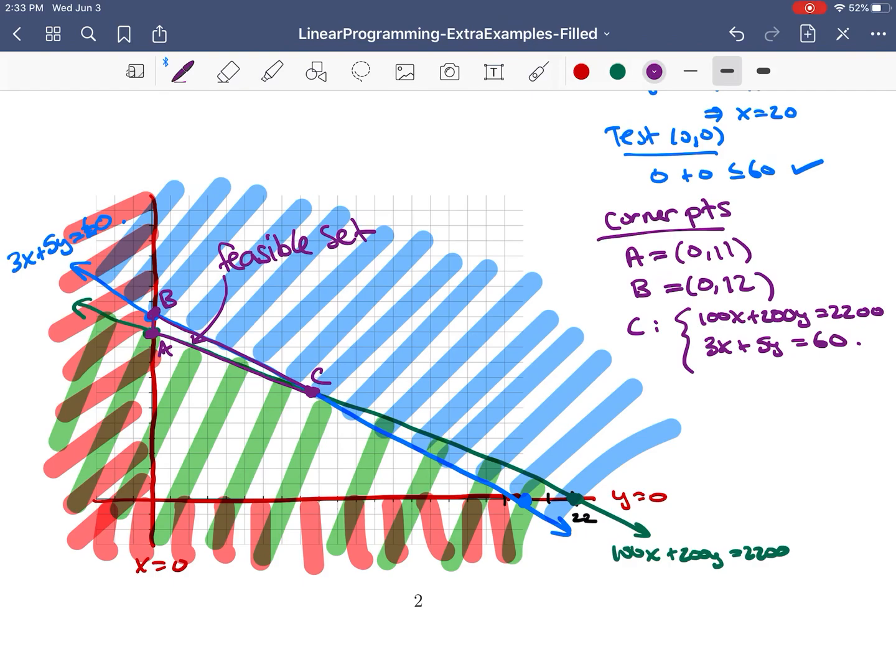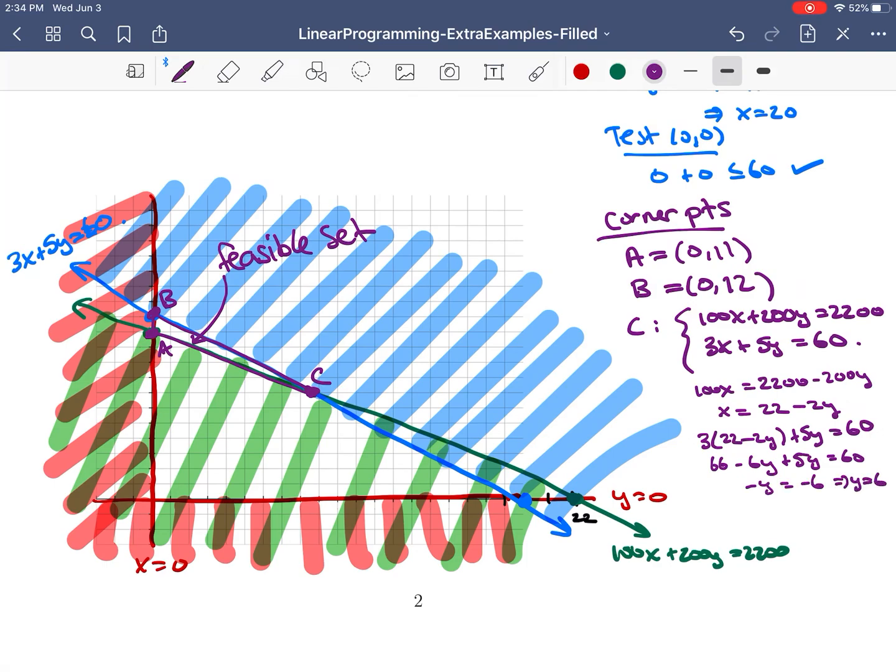So let's just take one of these and solve. I'm going to take the 100x plus 200y and solve for x maybe. So 100x is equal to 2200 minus 200y. So x is equal to 22 minus 2y. Okay, and then I can plug that into the other one. So 3 times (22 minus 2y) plus 5y equals 60. So that is 66 minus 6y plus 5y equals 60. So that's negative y equals negative 6. So y is equal to 6, which means then that x is 22 minus 2 times 6, so 22 minus 12. So x is 10. Okay, so our point C is 10, 6.